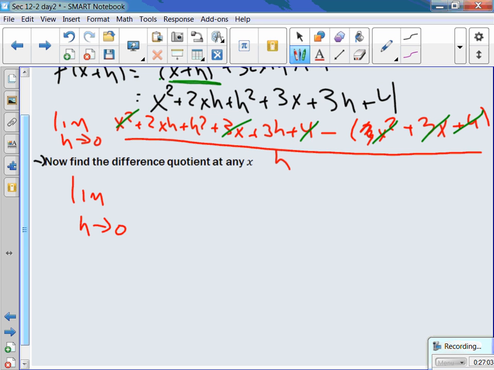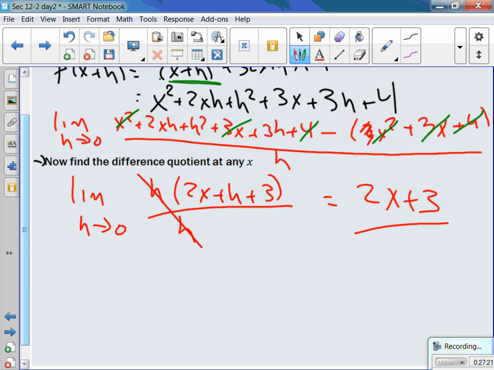Divide out the h's, and now I do my direct substitution, giving me this. So this is the difference quotient for any x. But we still didn't do the first part. So what do I need to do for that first part? Right there. Plug out the h, and I put a 1 in. It was 3h. Absolutely. As I said, in that first one it says, hey, we want to find the difference quotient at x equals 1. So when x equals 1, 2 plus 3.